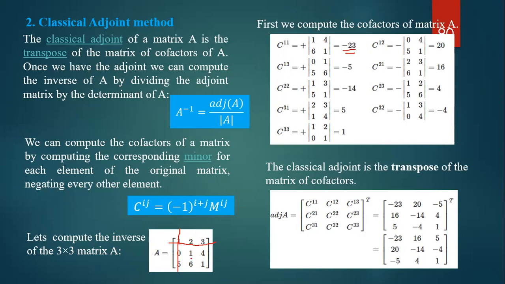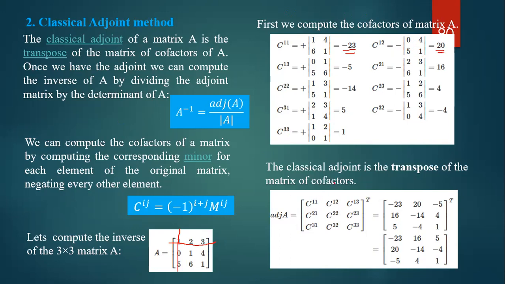C12 means we cross out the first row and second column. At that time we have left 0, 4, 5, 1 which gives minus 1 times the minor. Here there is 0 minus 20, and with the sign change, it becomes 20. By doing this, we can find all the C values.